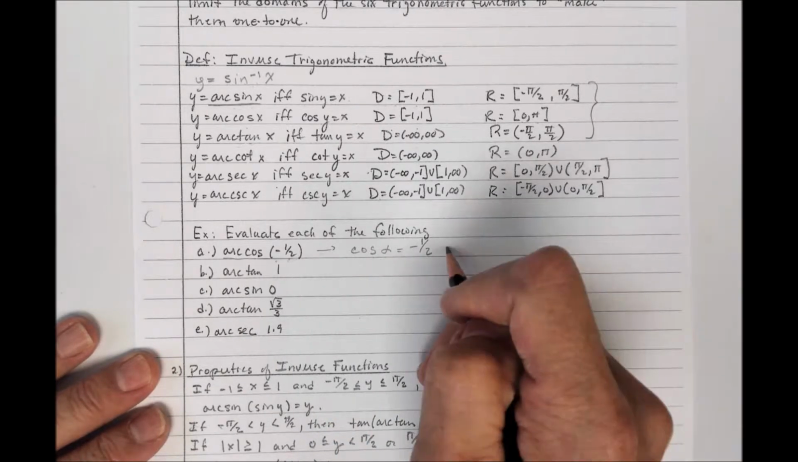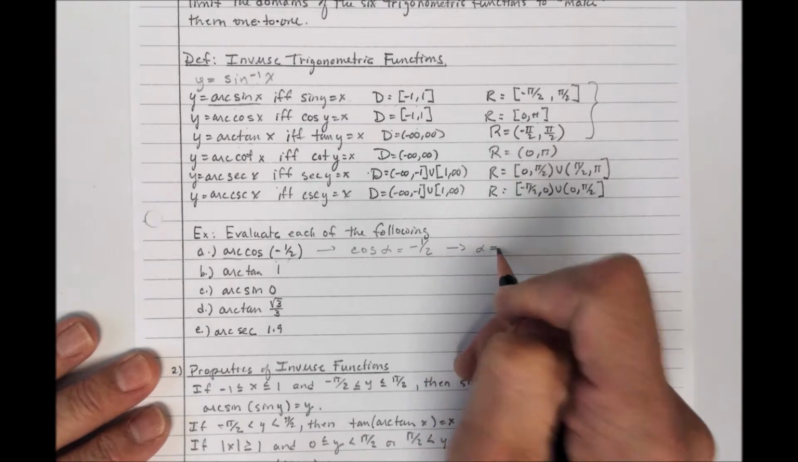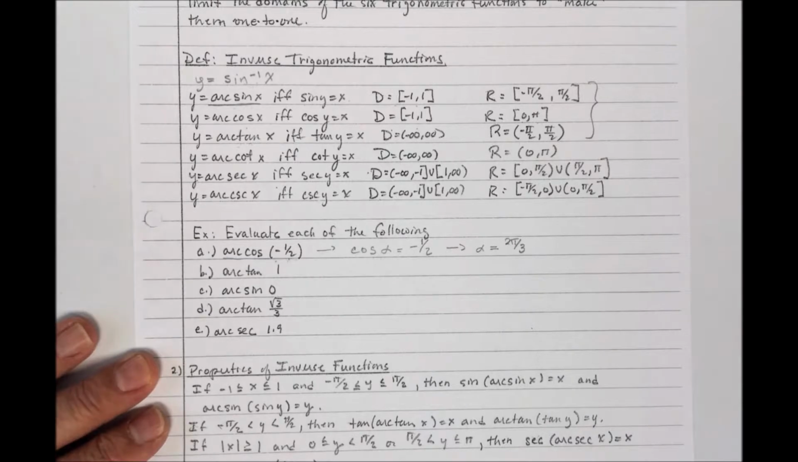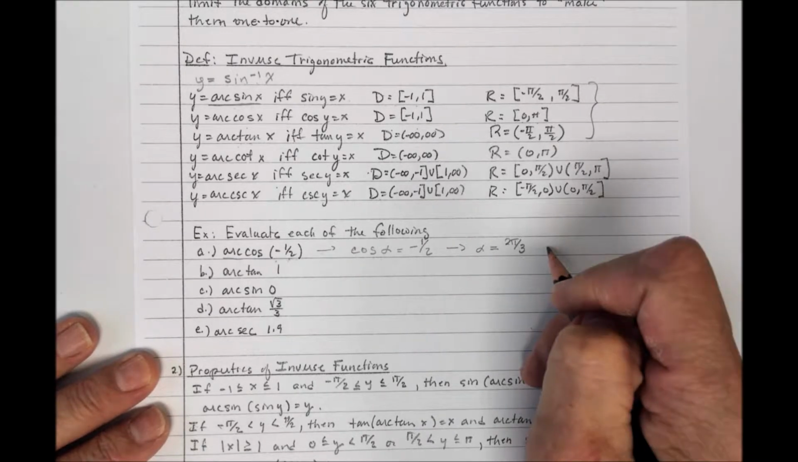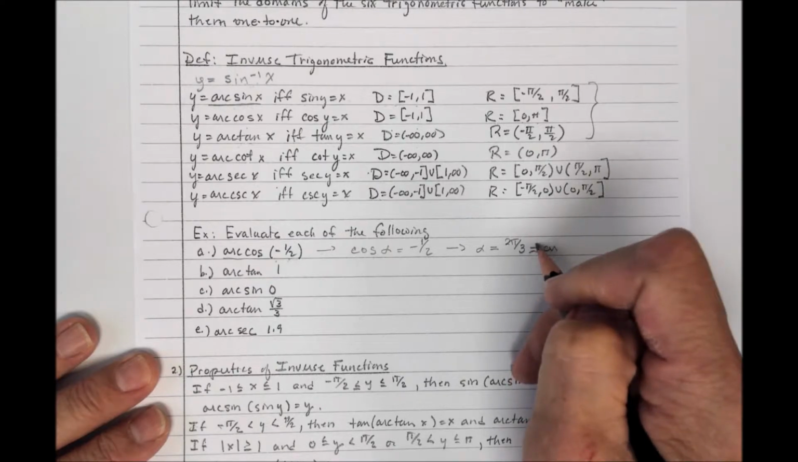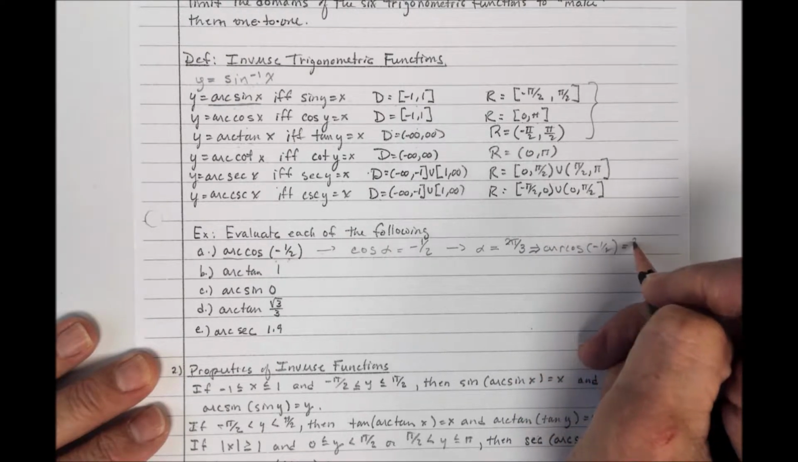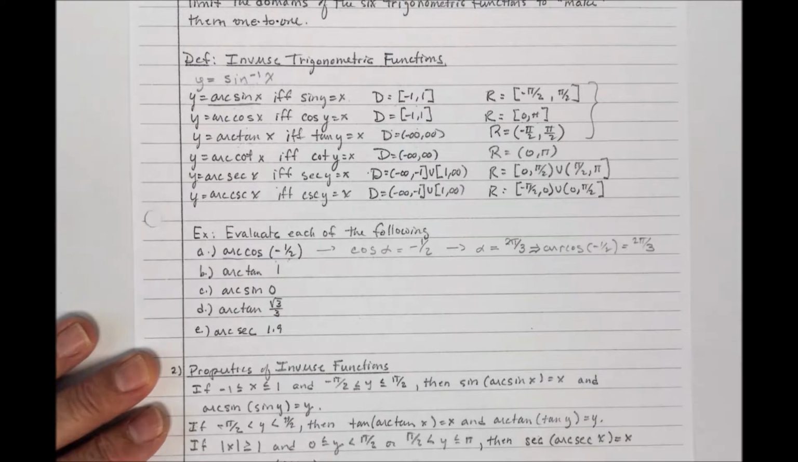Well, that tells me that angle is going to have to be 2 pi over 3, because I know that the cosine of 2 pi over 3 is -1/2. Therefore, the arc cosine of -1/2 is 2 pi over 3. Now, if you punch that in on your calculator, you're just going to get a decimal approximation, but it's nice to be able to come up with the exact values, and it also gives you more meaning because you know what quadrants you're looking at a little bit more readily.